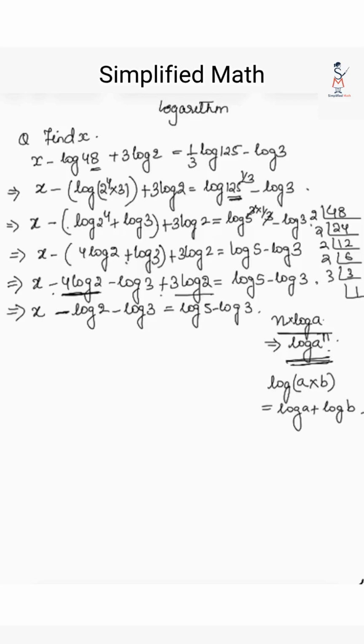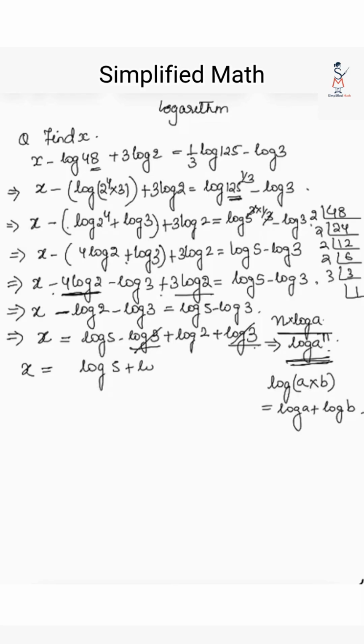Now we'll get all the logs on one side of the equation. So leaving x, we take the logs to the other side. Log 5 minus log 3 is already there. Minus 2 log 2 comes here, becomes plus log 2. Minus 3 log 2 comes here, plus log 3. Right? Now x is equal to minus log 3 plus log 3. So plus minus minus. So this log 3 and this log 3 gets cancelled. So it will become log 5 plus log 2.